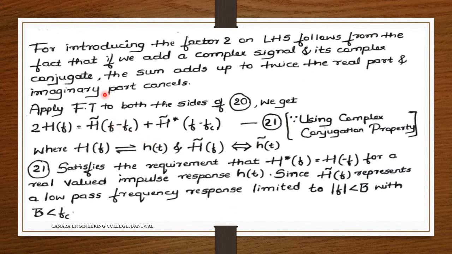Now applying the Fourier transform to both sides of equation 20, we get 2 H of f is equal to H cap of f minus fc plus H cap conjugate of minus f minus fc, and this we obtain using the complex conjugation property, which we consider in equation 21.